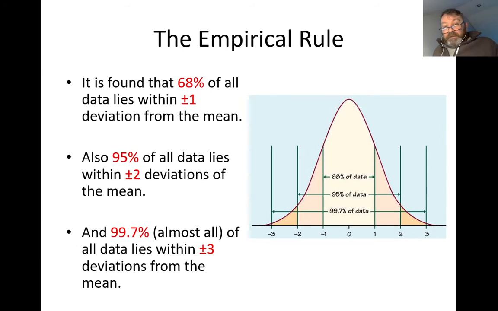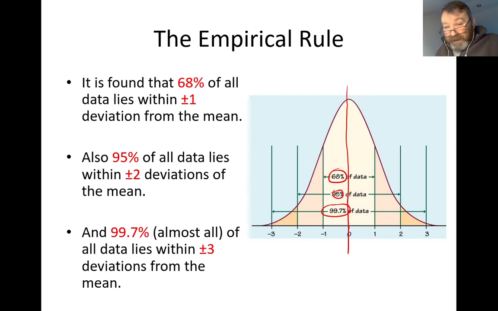So there's a picture just to demonstrate what I was talking about. There's the mean. The mean runs down here like so. Now, if I take one standard deviation either side, I get 68%. If I go 2 standard deviations either side, 95%. And if I go 3 standard deviations either side, I go to 99.7%.